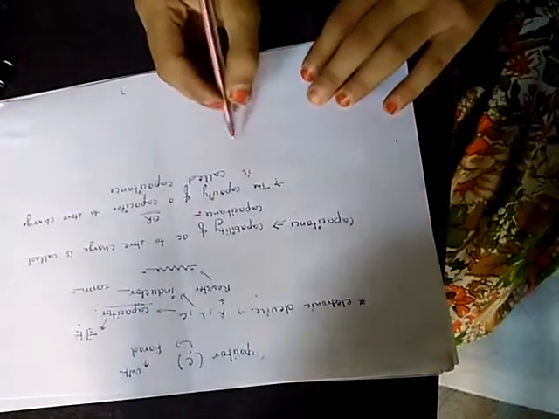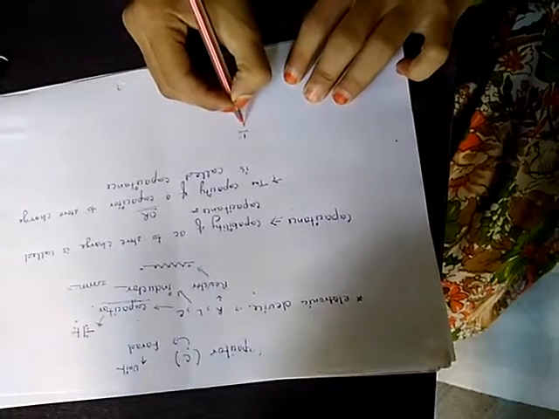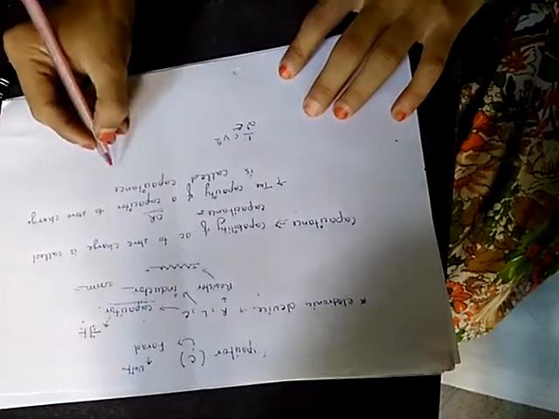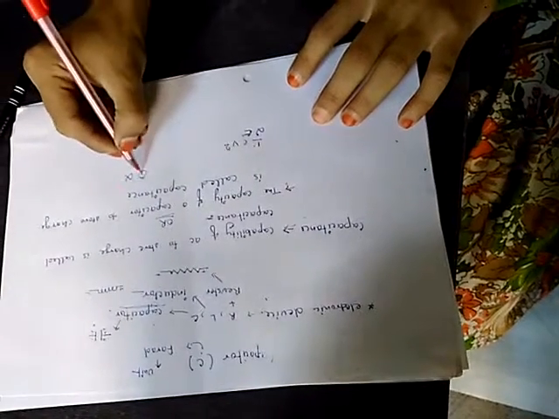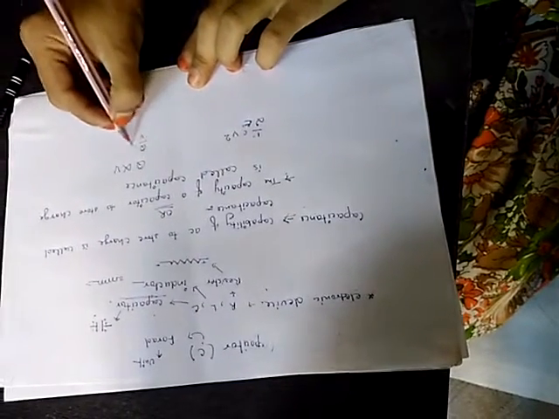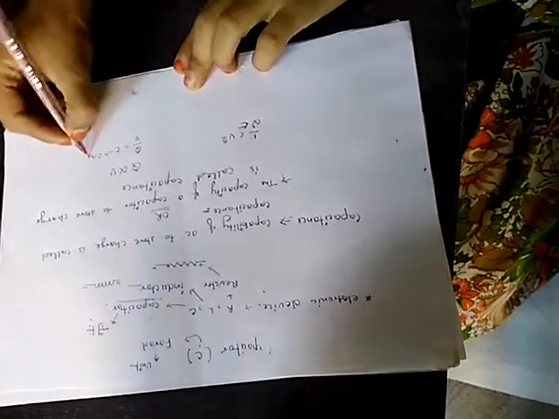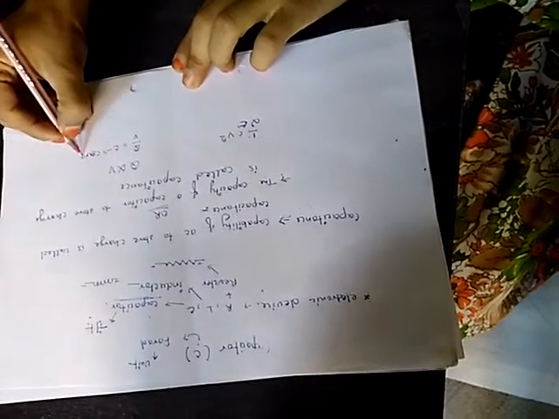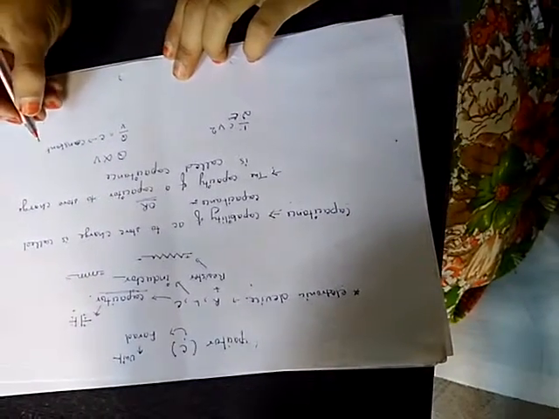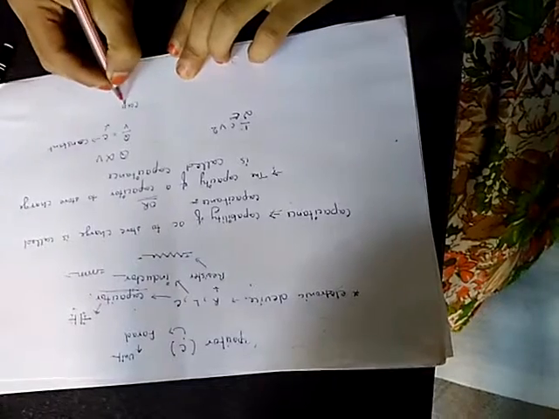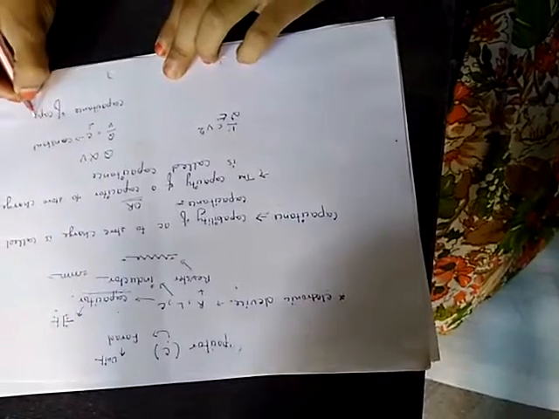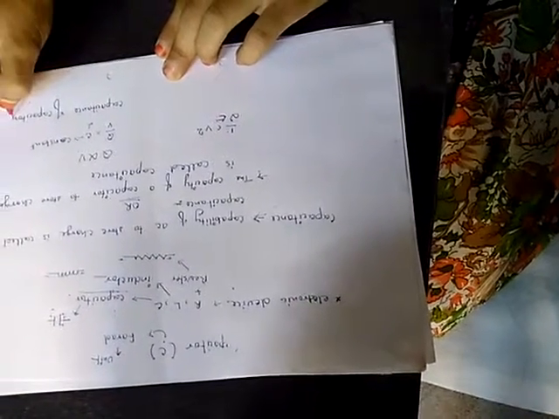And for capacitance, the formula is 1/2 CV square, and this Q is directly proportional to V, or we can also write Q upon V is equal to C. C stands for constant, or called the capacitance of the capacitor.